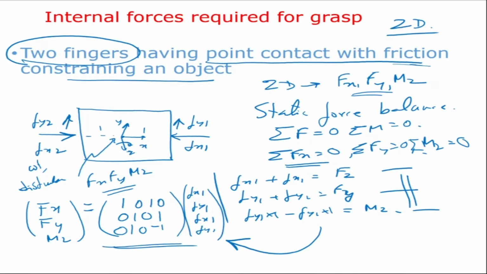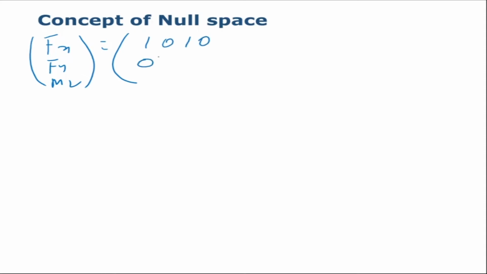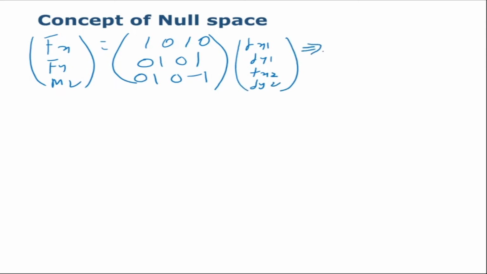So I will go on from here and explain the concept of null space. So Fx, Fy, and Mz, I'll just write it again, which is equal to 1 0 1 0, 0 1 0 1, 0 1 0 minus 1, and here it is Fx1, Fy1, Fx2, Fy2. Now if I write it in short form, then F is equal to this matrix, let's call this matrix C, into the fingertip forces, small x. Let me write it this way.